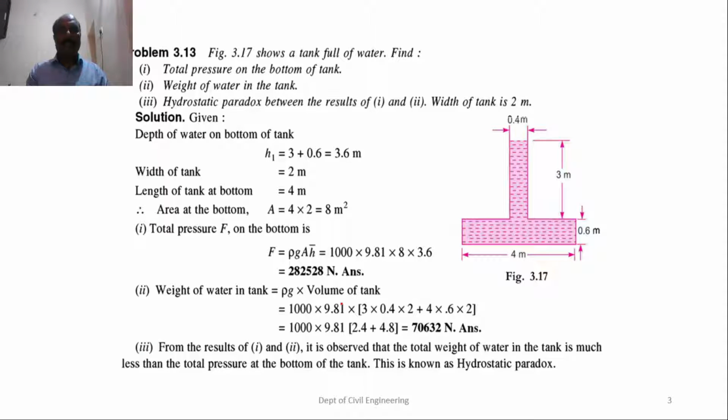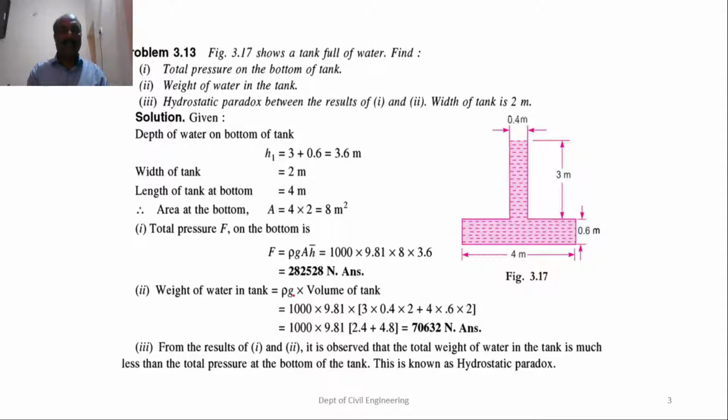Here one example is given, 3.17, as shown in the figure. A tank is full of water. Find the total pressure on the bottom of the tank. Second, find the weight of the water in the tank. Third, explain the hydrostatic pressure paradox between the results: we have to explain the hydrostatic paradox between results one and two.